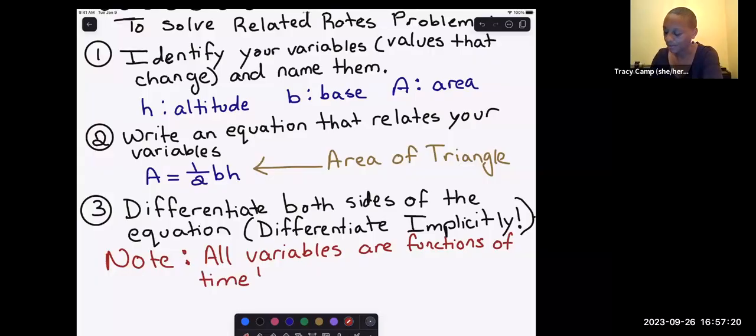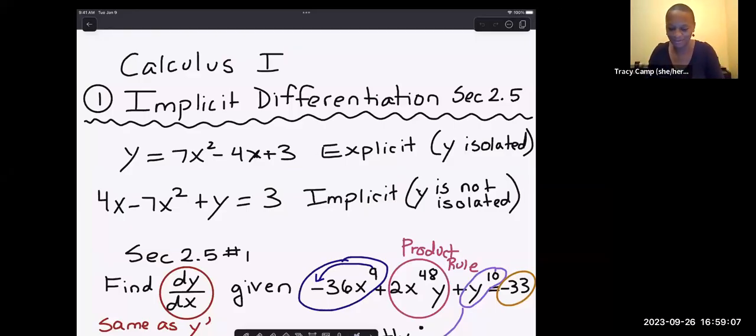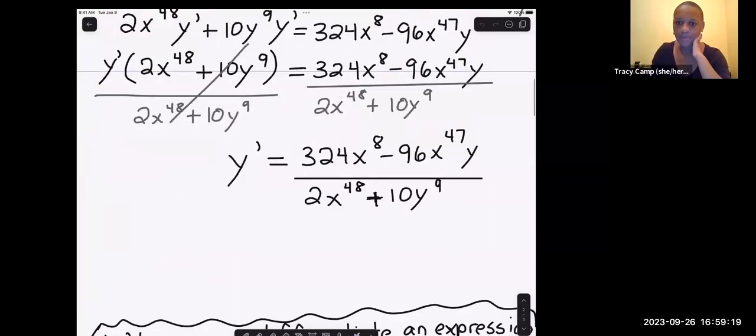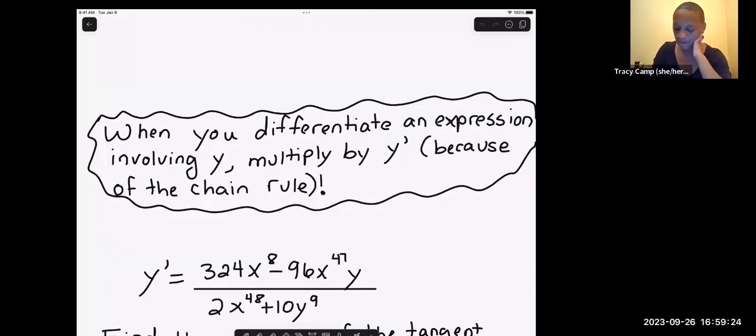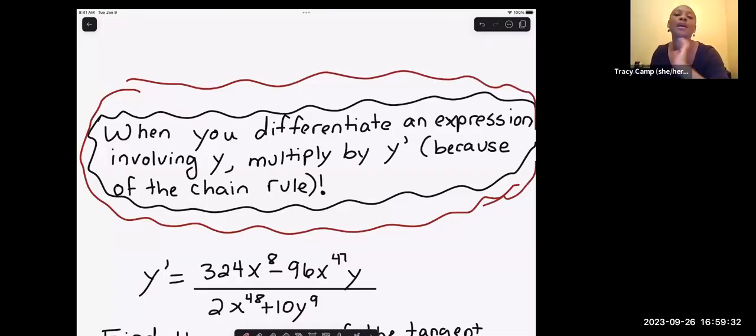So you might remember that in the last section 2.5, when I differentiated implicitly, anytime I differentiated something involving y, I had to multiply by y prime. We're going to have to do this with all of our variables. I paused so I could find the notes from section 2.5, just to remind you that with implicit differentiation, whenever you differentiated an expression that involved y, you had to multiply by y prime because of the chain rule. You're going to be doing that for all of the variables in this case.